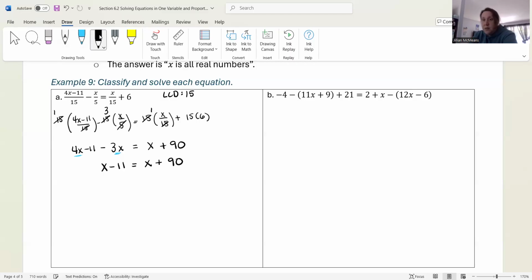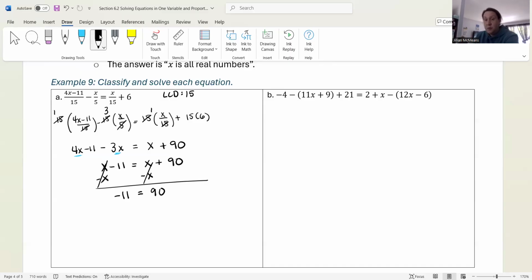Okay? Now, at this point in time, we have a single variable term and a single constant term on the left and the right. So we want to get all of our variables to the left. So this x that is on the right, I want to move it to the left. Since it is positive, think of it as plus x. The way we undo addition is subtraction. So x minus x, well, that's just 0, right? So on the left, x minus x is 0. 0 minus 11 is negative 11. On the right, x minus x is also 0. 0 plus 90 is 90.